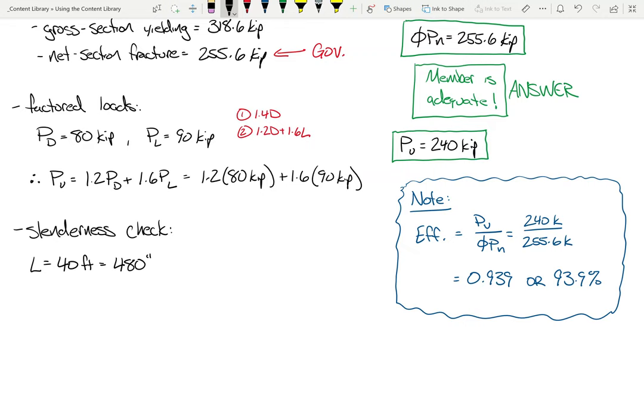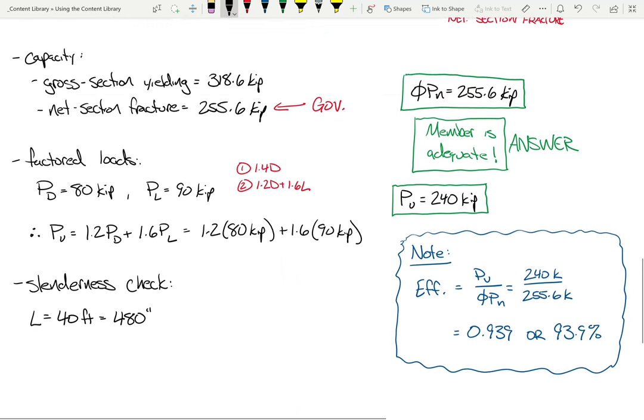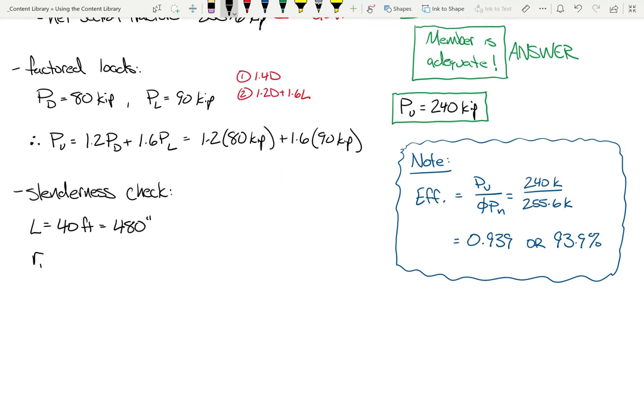Now, we also need our r_min, which is the minimum of rx and ry. I would say rx, ry, and rz if there is one, but there isn't for a W shape. But for W shapes, that's always going to be ry, which is 1.61 inches. Okay?